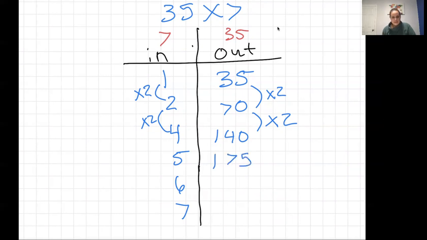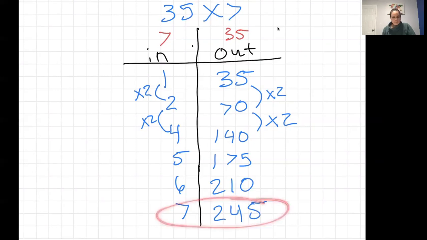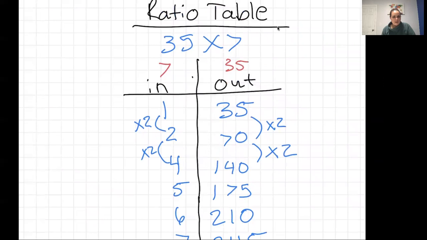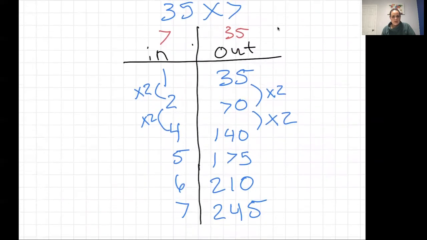Okay, now I'm going to do that again to get to my 6. So if I add 35 to that, I get 210. And then if I add another 35 to that, look, maybe a little bit familiar of how we're counting this, then we get to 245. And if you notice, we got the same answer because we just counted up a different way with a different strategy. Okay, so that's the ratio table or the in and out box way of showing your math.